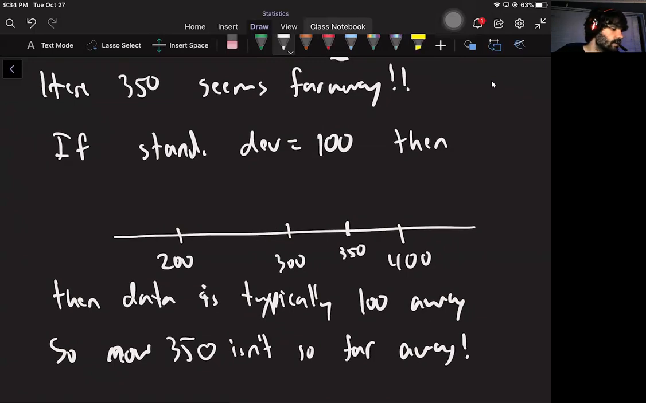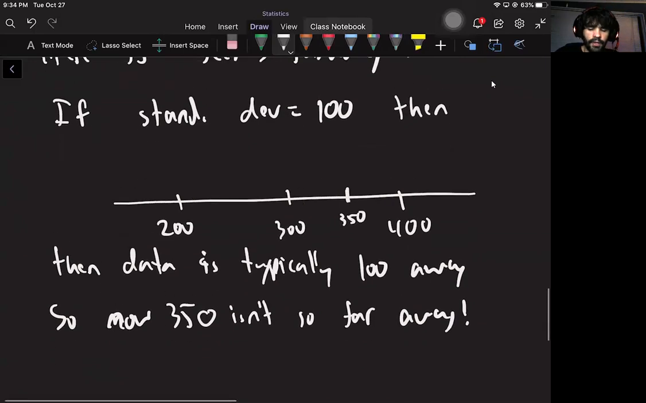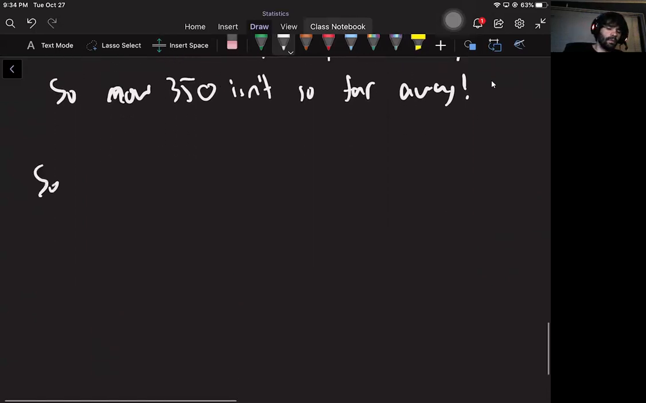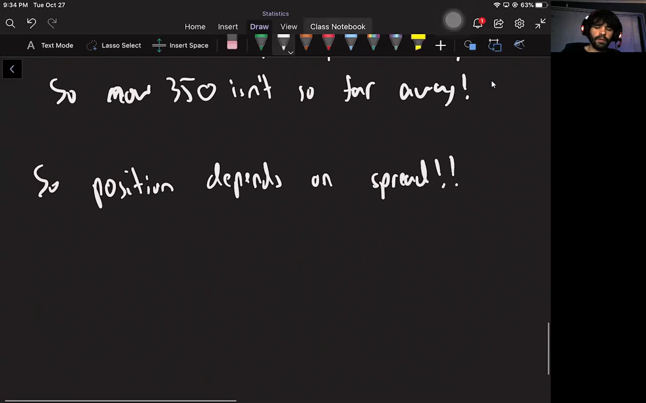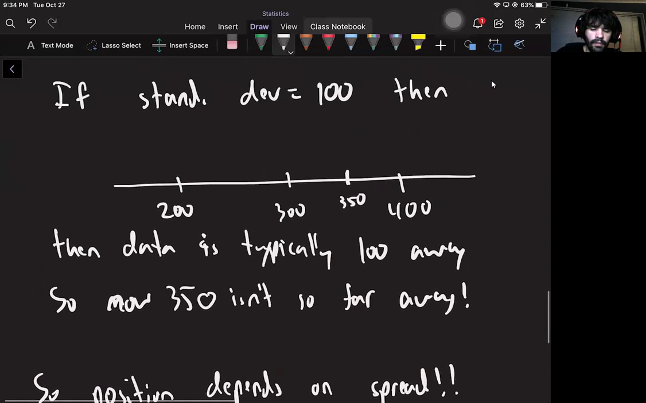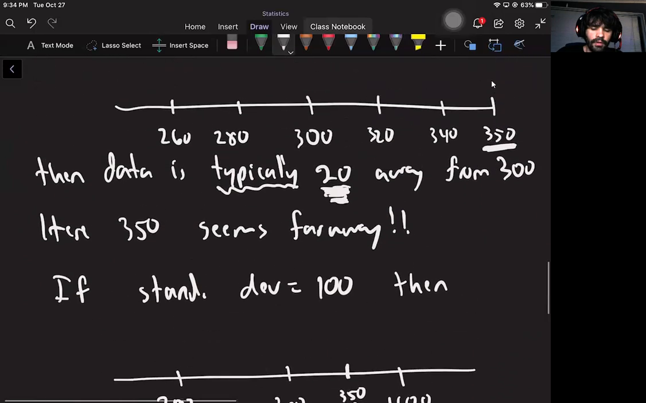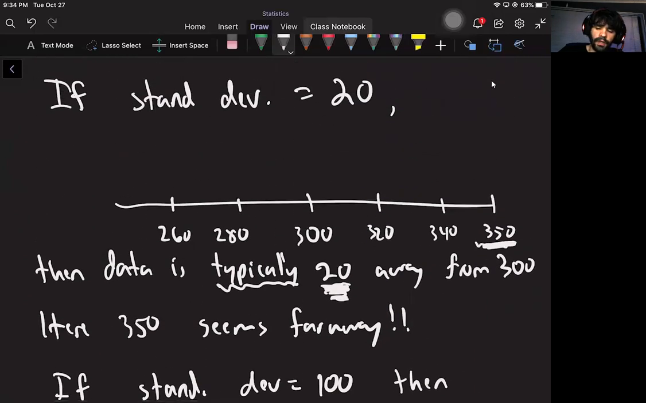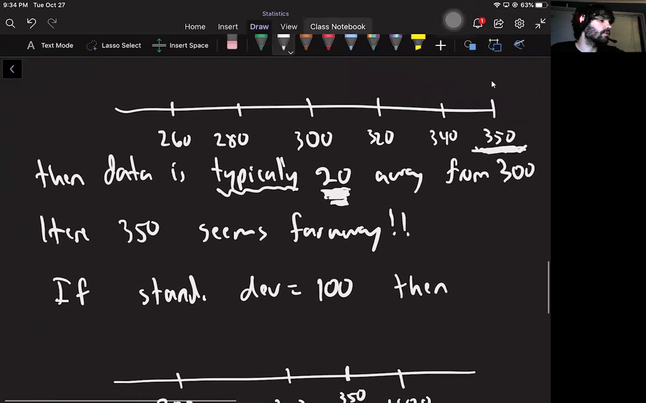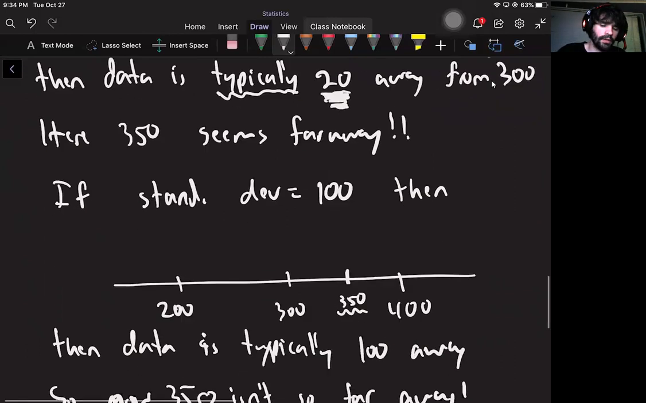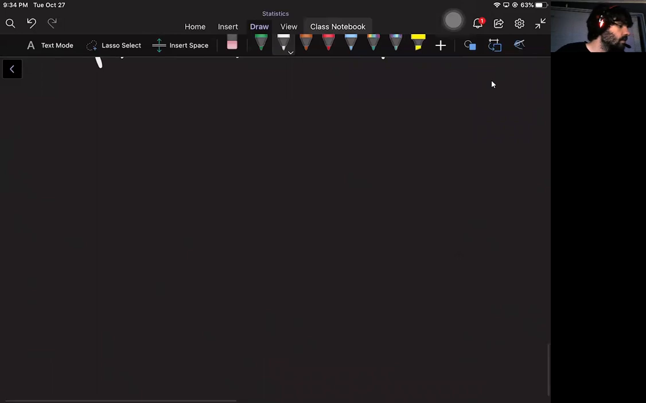Okay, so this is the idea behind measuring position. And the point is that it really does depend on the spread. If things are very spread out, then further away things don't seem that far away. Whereas if things are not very spread out, then even going a little bit far seems a lot further away. Okay, so let's make this a bit more precise. That's just the intuitive understanding for now.